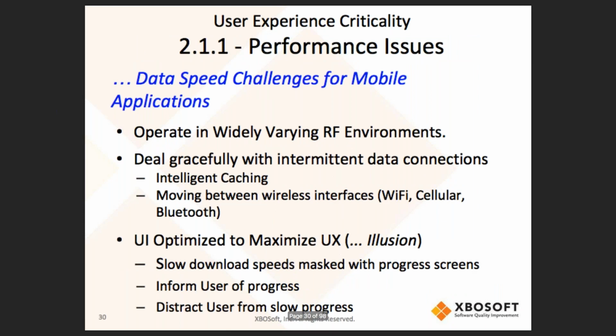Another aspect is the data speed for mobile applications, and getting data to the mobile application itself can vary widely depending on the RF environments. The modern phones today deal with many different interfaces, from Wi-Fi to cellular to Bluetooth, and they're all there to be supported, but they also have to work within the application properly and be dealt with gracefully.